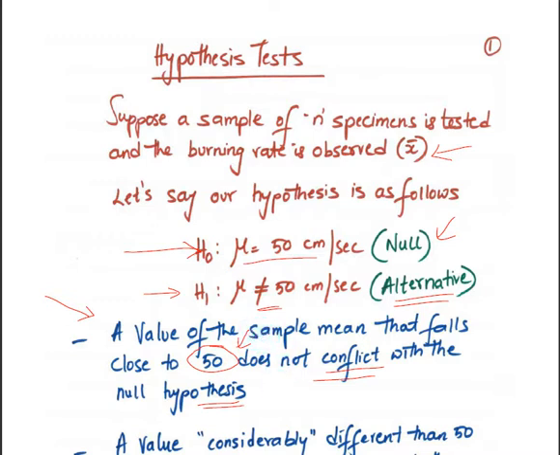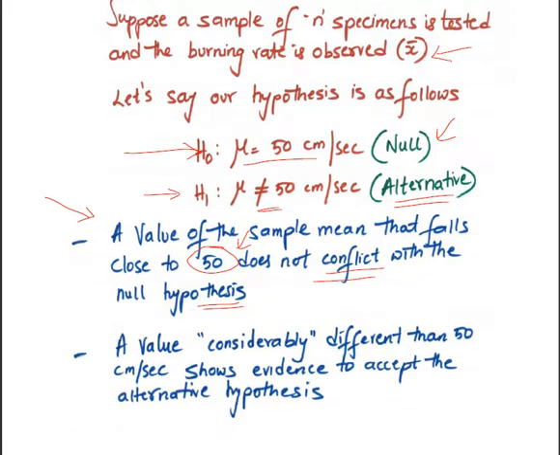But if a value is considerably different, or statistically significantly different, then there is evidence to reject the null hypothesis. So typically, we always say you fail to reject or you reject. Accept is not used as often, but it is okay to at least understand the basics of hypothesis testing. So if you are collecting a sample and you're trying to find the x bar, and it happens to be considerably different, then it is showing evidence to accept the alternative hypothesis that your mu is in fact different from the value of 50 centimeters per second.